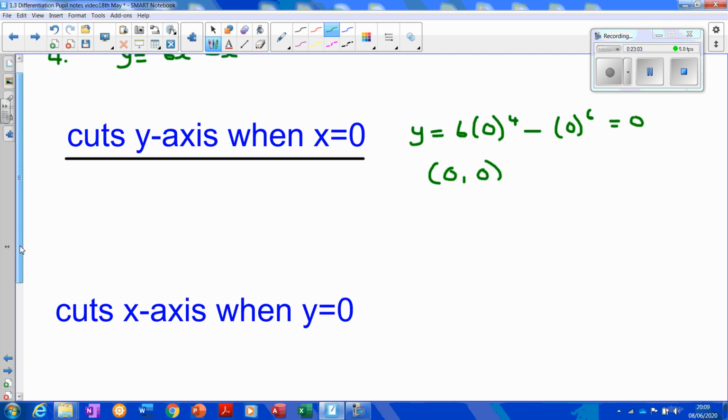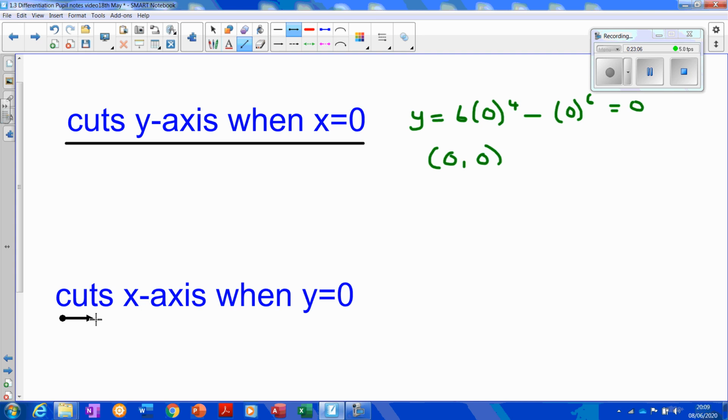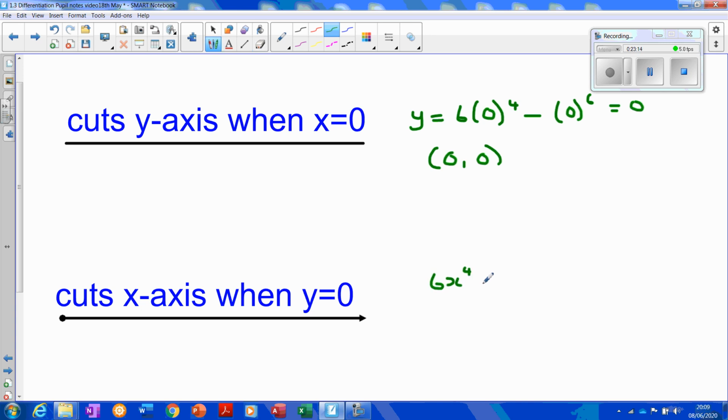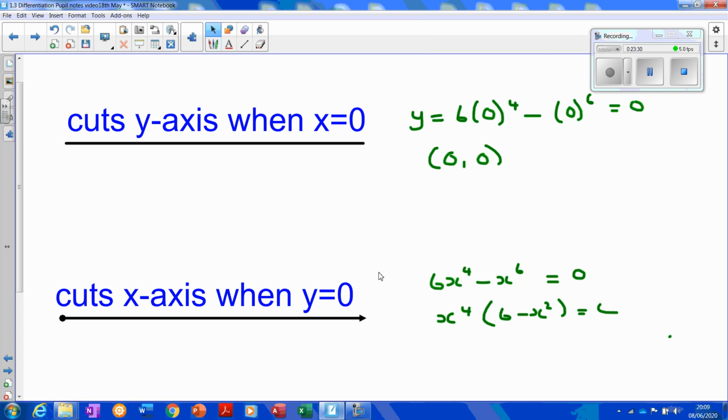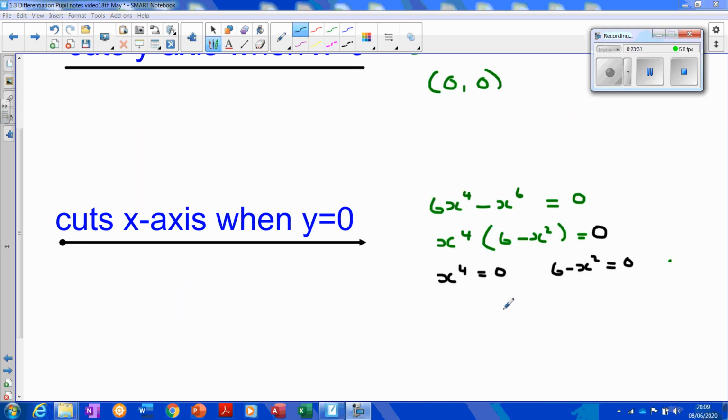Right, next one, cuts the x-axis when y is equal to 0. So therefore, in this case, we've got 6x to the power of 4 minus x to the power of 6 is equal to 0, because y was equal to that. Right, so highest common factor, x to the power of 4, and that gives me 6 minus x squared in the bracket. So therefore x to the power of 4 equals 0. The fourth root of 0 is still 0. 6 minus x squared equals 0. Add x squared onto both sides.